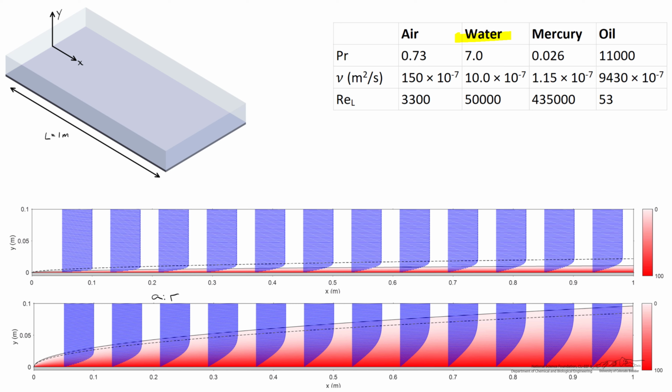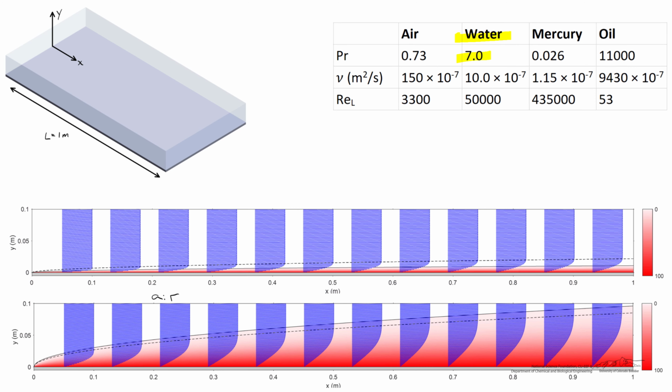The next simulation we'll look at is water, and what's immediately apparent is that the thickness of both the thermal and the momentum boundary layers are quite a bit thinner. And compare the thickness of the momentum boundary layer for water and that for air. Much higher Reynolds number, much thinner momentum boundary layer.